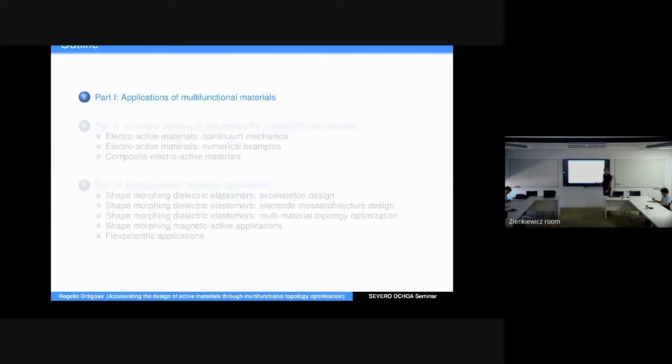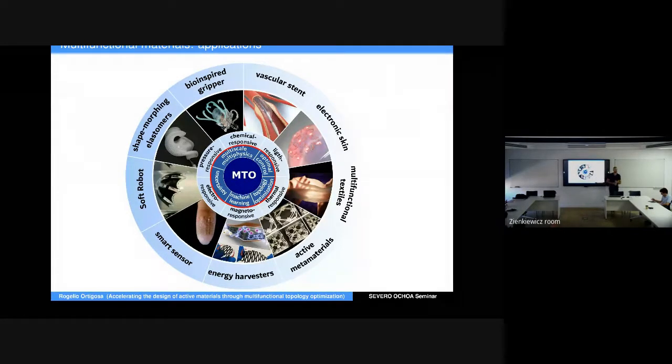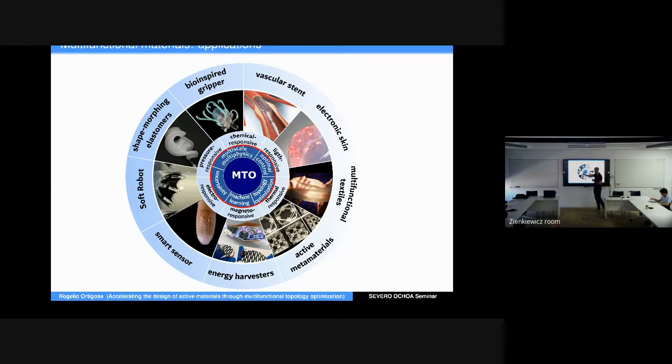So the application. I'm interested in smart materials, smart or multifunctional materials. And there is a number of materials that respond to that category on this circle. For instance, you can see this material, electro-responsive material here. What does it mean? It means that when you apply an electric field, this material can change its shape, right?